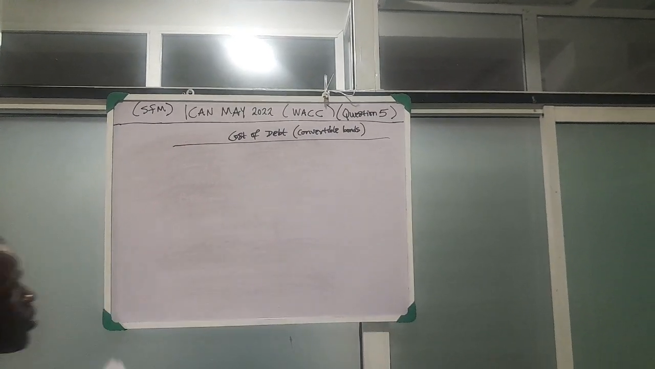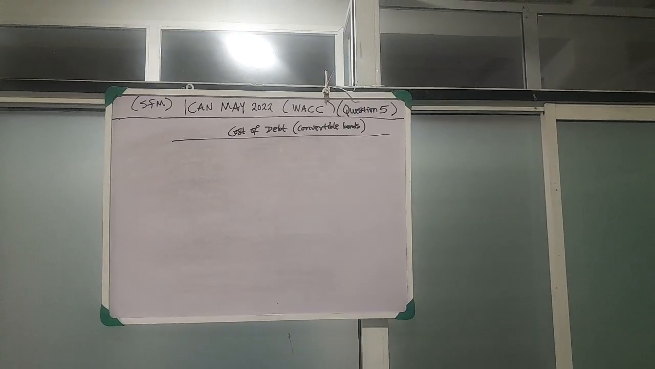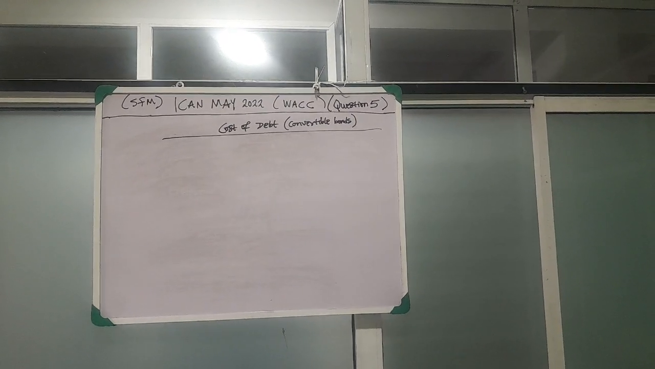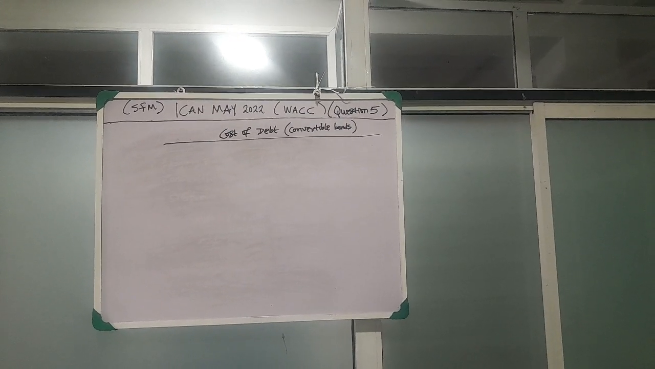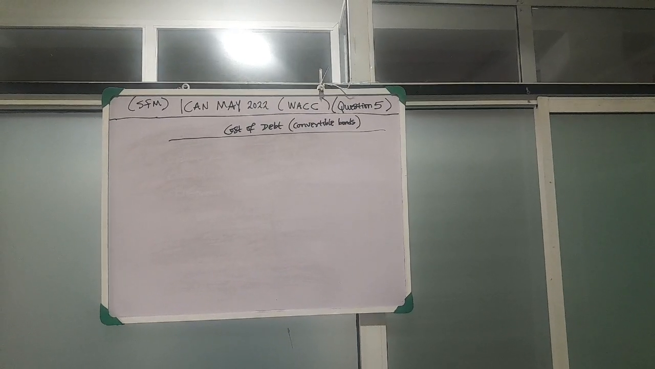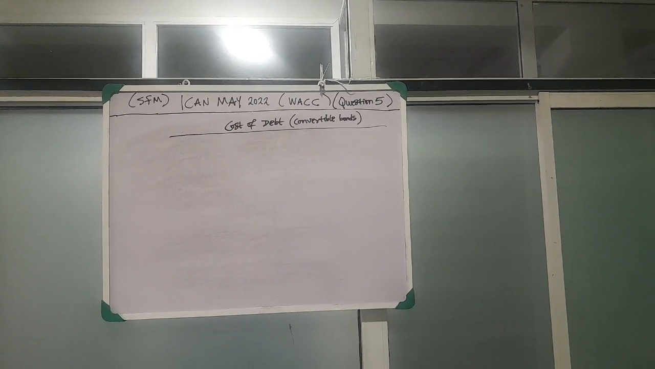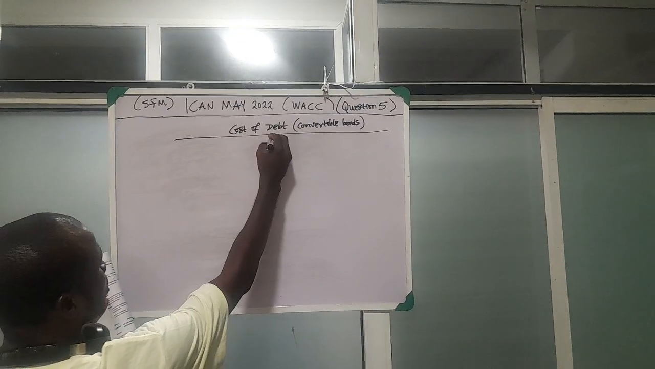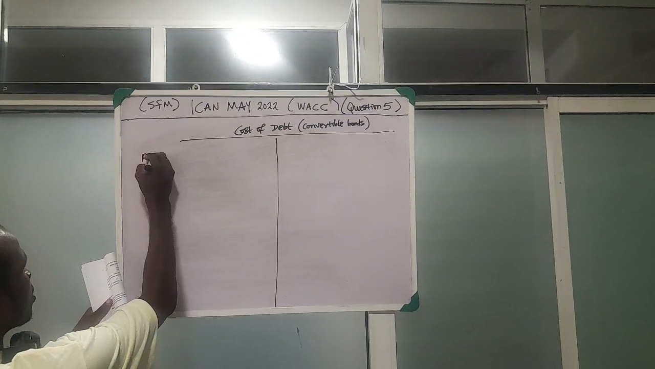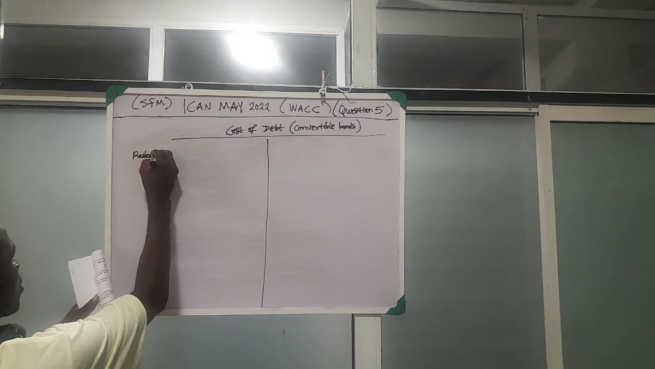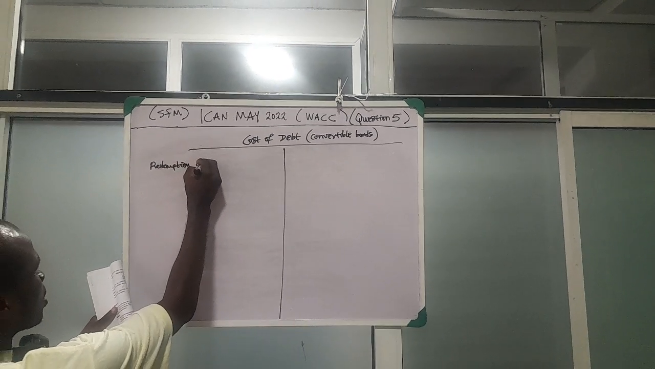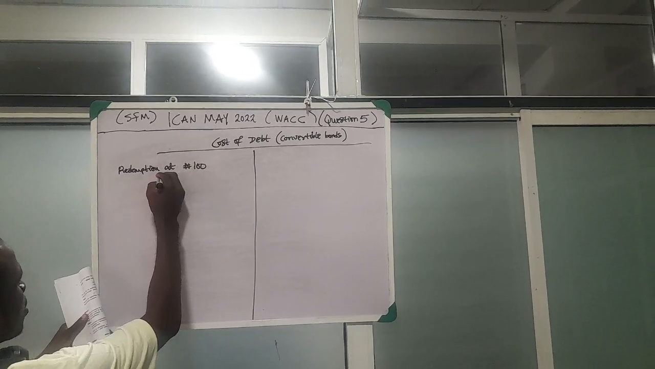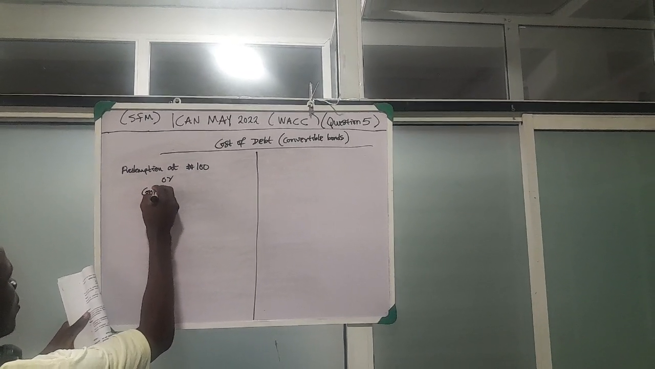For the convertible bonds, we are going to consider whether we'll be converting the bond or redeeming it at the end. If we are redeeming it, we have 100 naira, which is the face value. So we consider redemption at 100, or conversion.